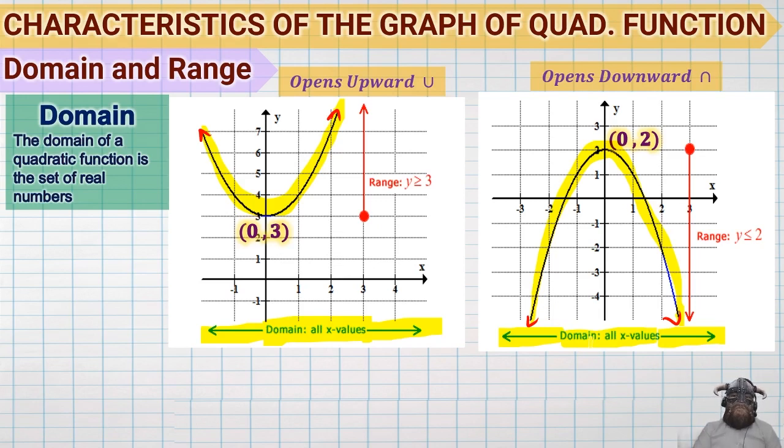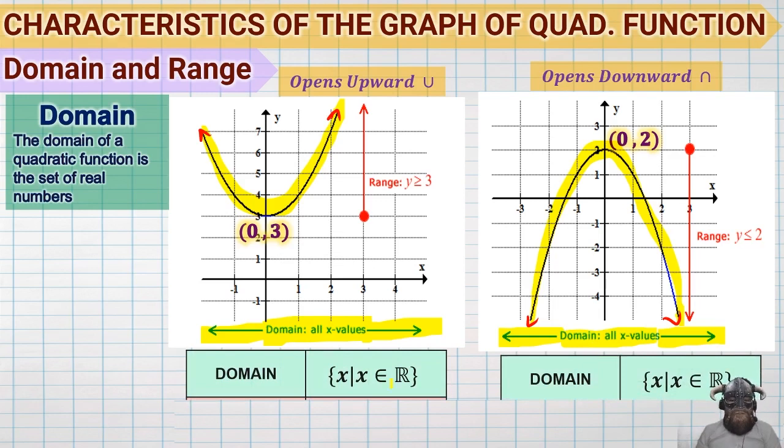Yung range naman natin, it is defined. Ito yung notation yan. Set notation yung tawag natin dyan. Ang ibig sabihin yan, {x | x ∈ ℝ}. Ang ibig sabihin ng sangguhit na ganyan, such that x is an element of real numbers. So, yeah, ang ibig sabihin niyan, the domain is all real numbers.